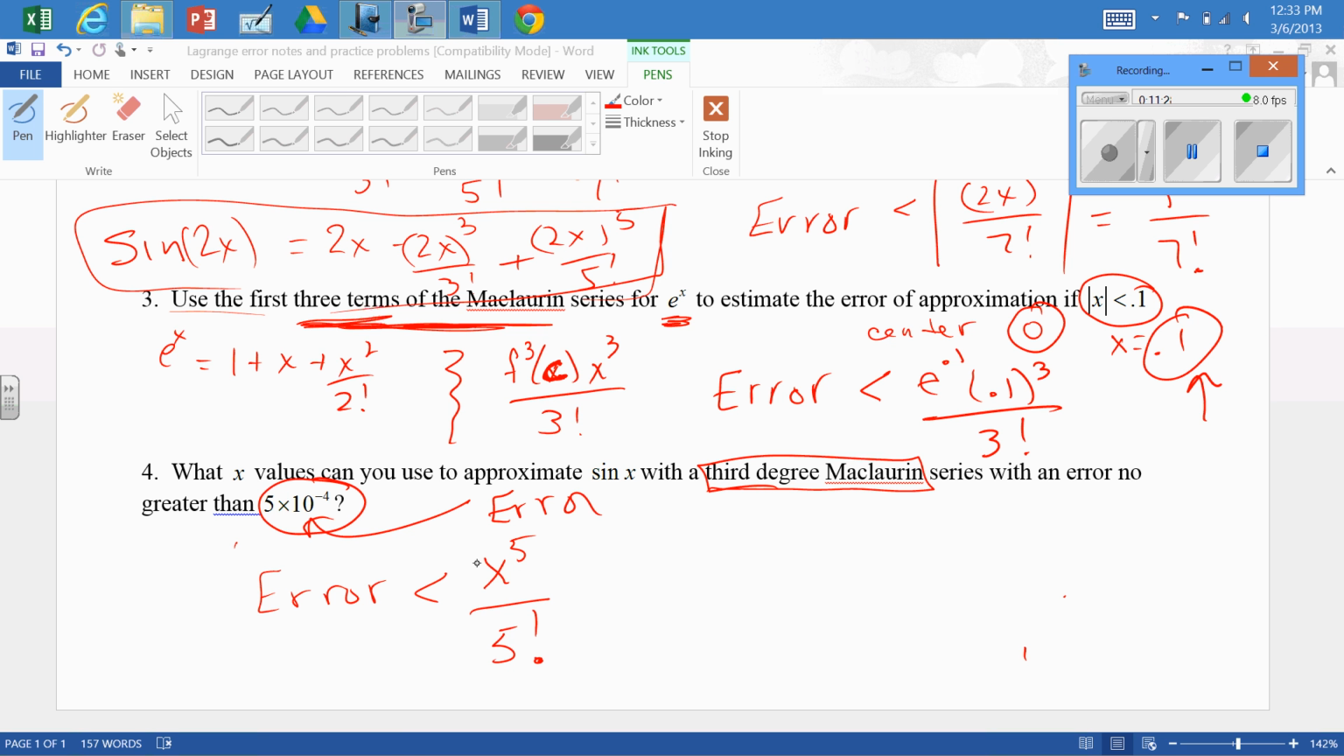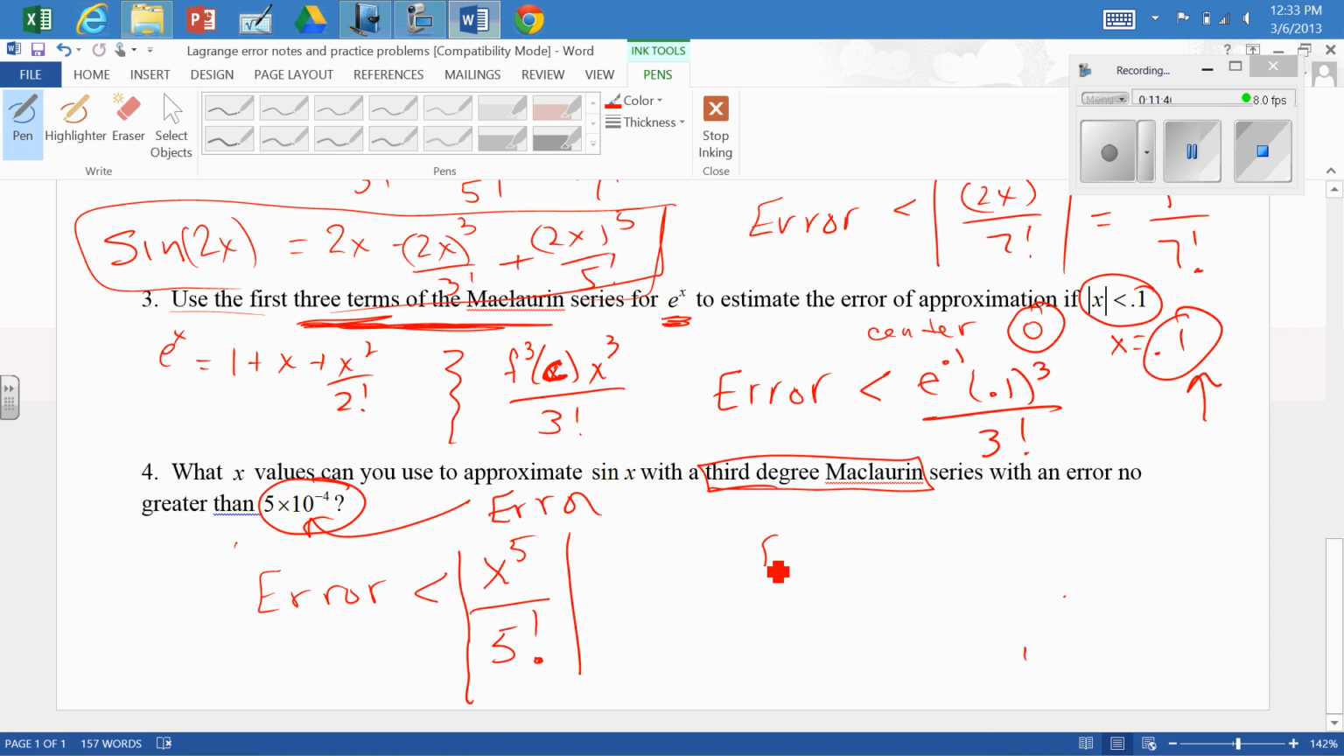Okay, sorry about this. We're going to back this up a little bit. I was just about to get off this page and I realized I put the absolute value around the wrong thing. So our absolute value is really going around that. So that means our error, well, let's fill in the error. We were told that this is our error. So that means 5 times 10 to the negative 4 is less than the absolute value of x to the fifth over 5 factorial.